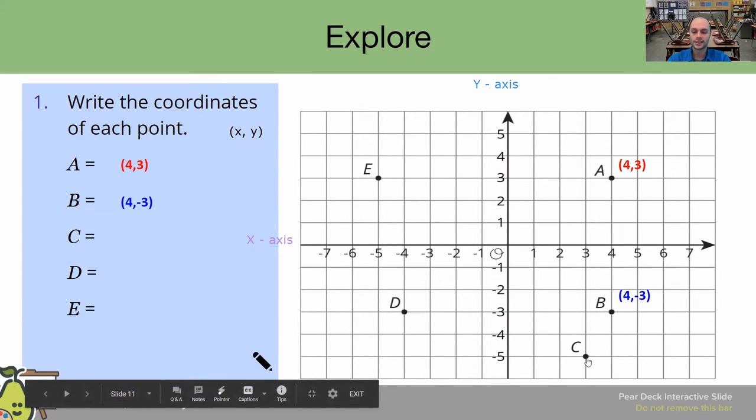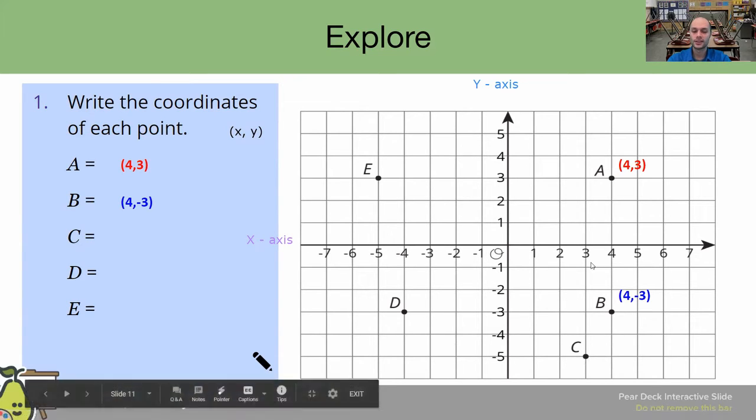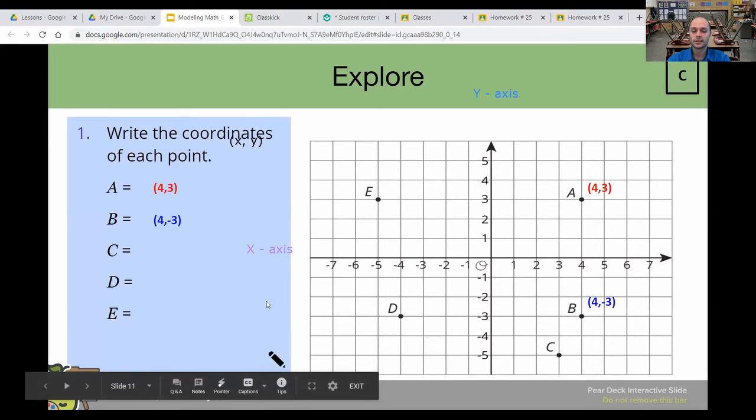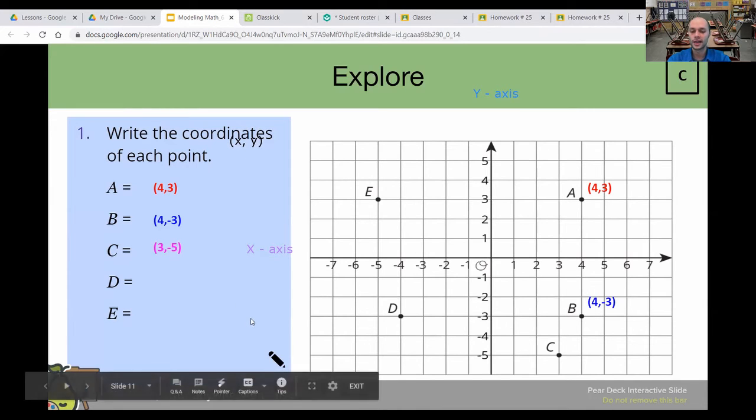All right, let's keep moving. Let's take a look at point C. Pause the video. What is the x value of point C? Welcome back. If you said the x value of point C is 3, you're doing a great job. Now, the question is, if that is 3 for the x, then what is the y value for point C? Please pause the video and let me know. All right, welcome back. If you said the y value for point C is -5, then you are correct. So right now, our coordinates for point C are (3, -5), and I will place it right here as well.